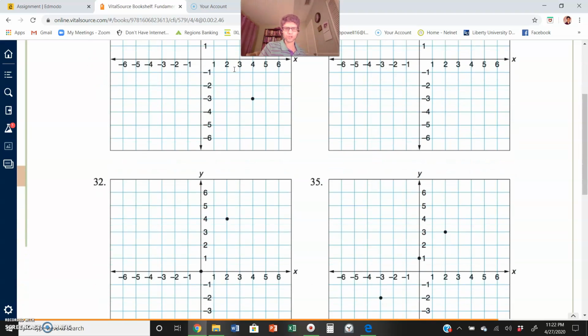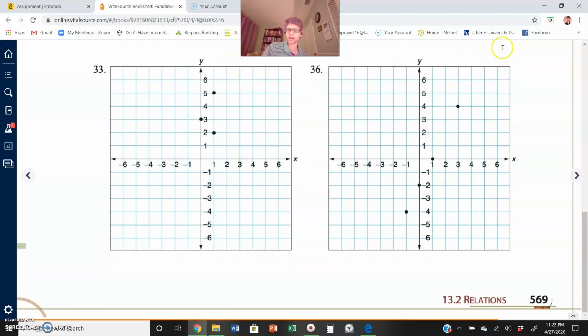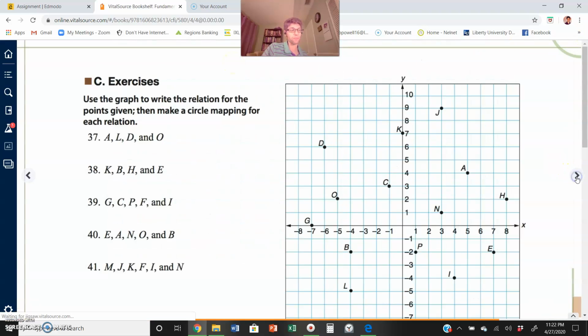Now, you're going to do that in the rest of these problems. But look at number 37. 37 may look super confusing, but it's not. You're really going to do the exact same thing you were doing in the other problems. You're going to use a graph to find the relation and then make a circle graph.